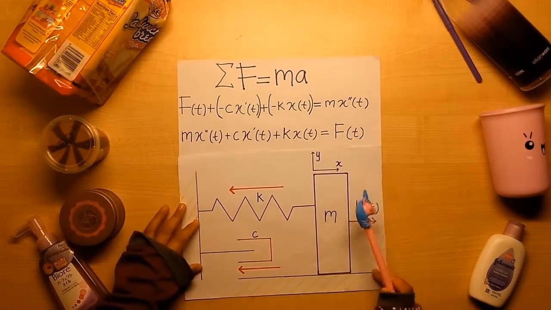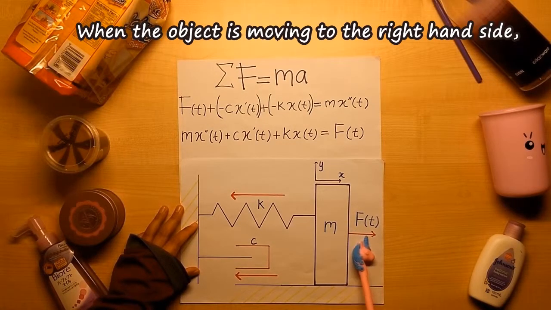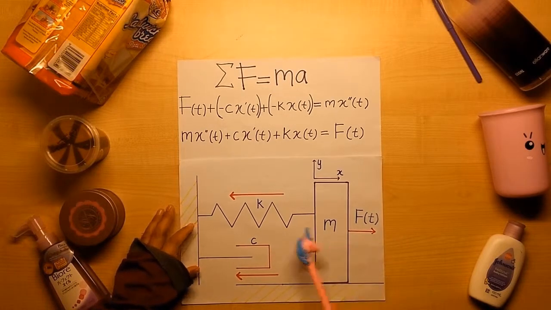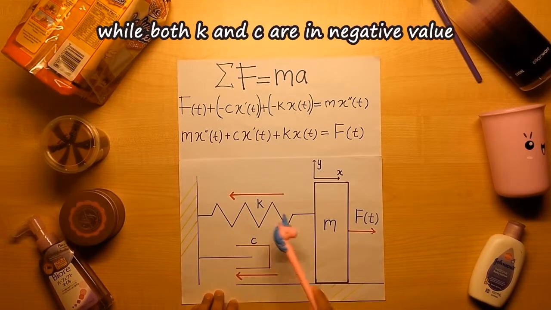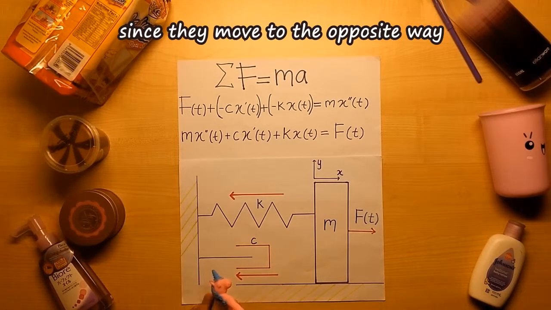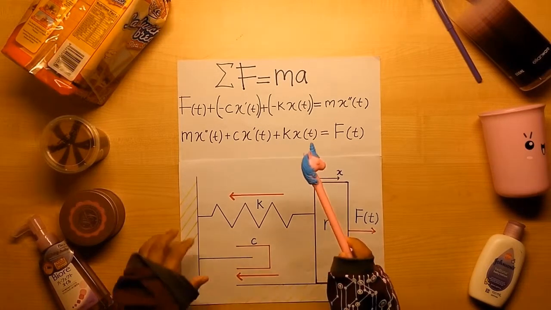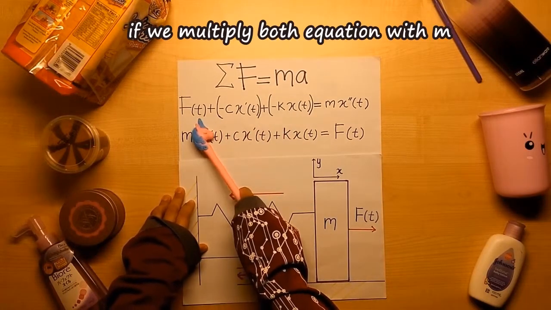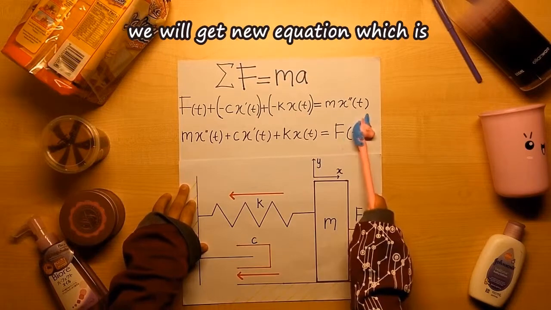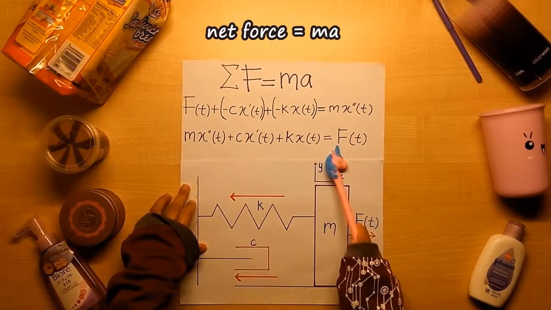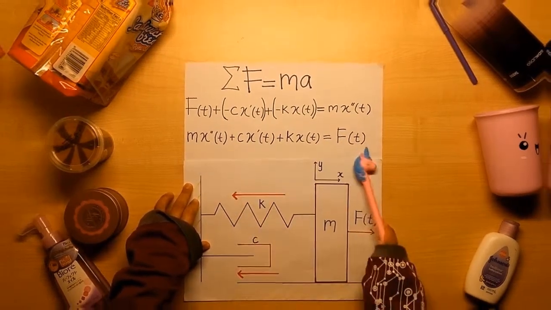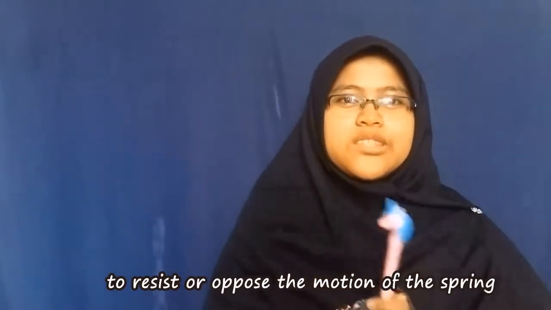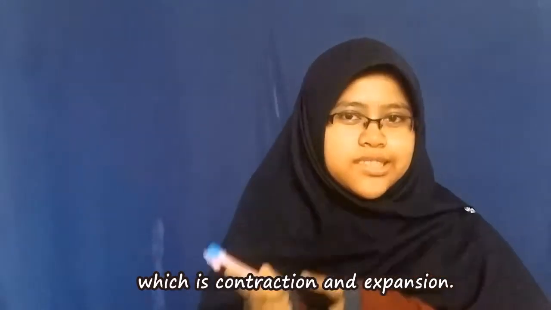When the object is moving to the right-hand side, F(t), the force applied to the object, is a positive value, while both K and C are negative values since they act in the opposite way. If we multiply both sides of the equation by M, we get a new equation, which is net force equals Ma. In this system, the damper works to resist or oppose the motion of the spring, which is contraction and expansion.